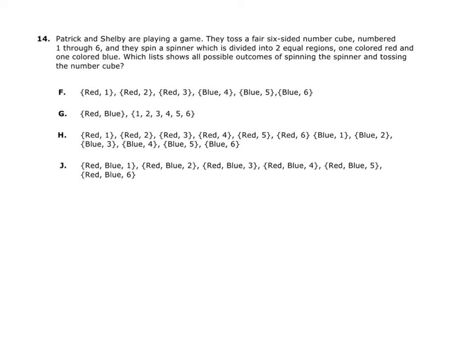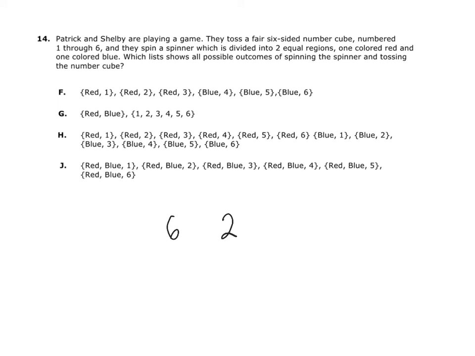14 says Patrick and Shelby are playing a game. They toss a fair 6-sided number cube, numbered 1 through 6, and they spin a spinner which is divided into 2 equal regions, 1 colored red and 1 colored blue. Which list shows all possible outcomes of spinning the spinner and tossing the number cube? So for a number cube, there's 6 total possible things, and they want to know all the outcomes. So we know there's 6 different outcomes for the number cube, and then there's 2 for the spinner.